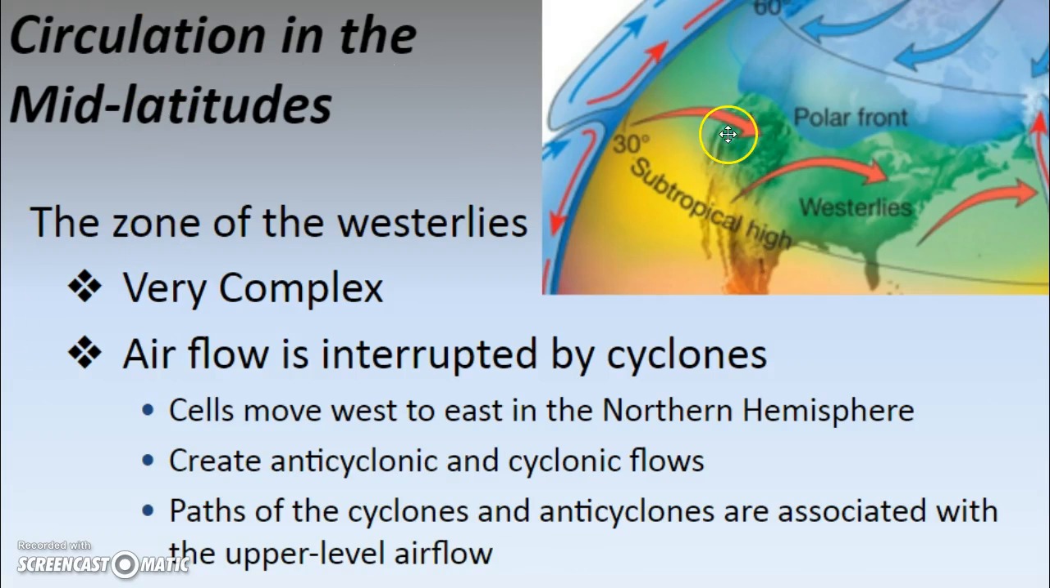And so to end this, the last one is I want to focus back onto the Westerlies for a second. The zone of the Westerlies is very complex. Airflow is interrupted by cyclones, and this is how we can start applying this. The cells move from west to east in the northern hemisphere. They create anticyclonic and cyclonic flows, and paths of the cyclones and anticyclones are associated with upper level airflow. And this is where it comes into play with the geostrophic winds.